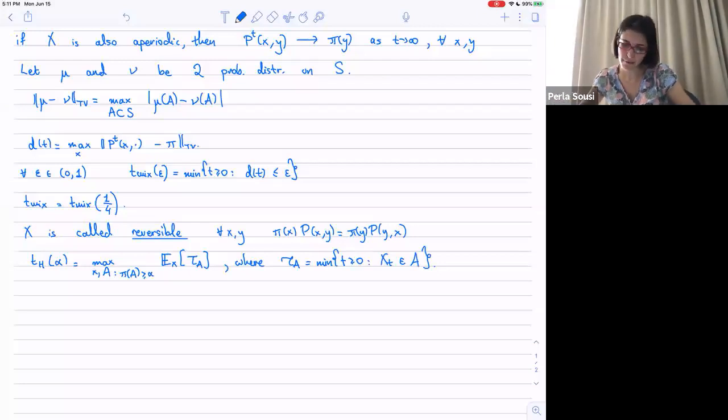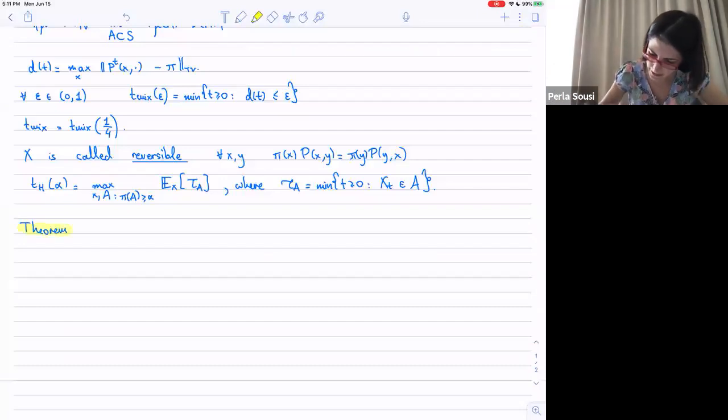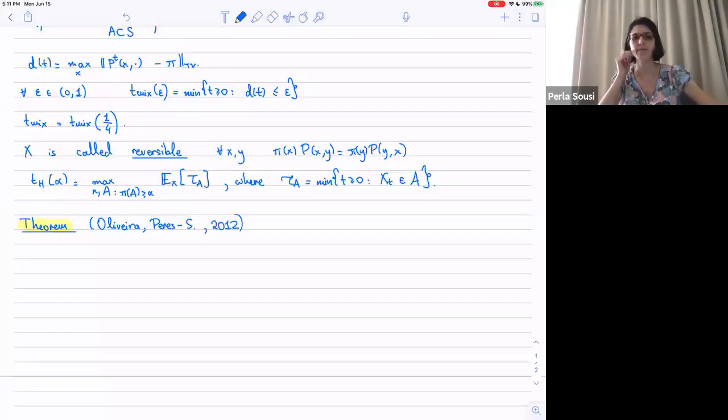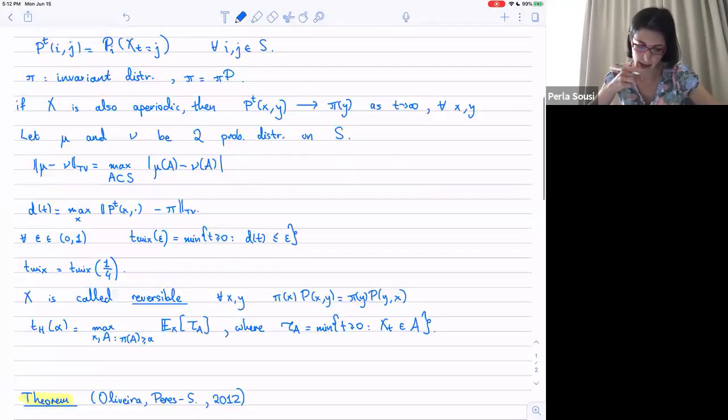Now I can state the first equivalence that I talked about earlier, which is a theorem proved independently by Roberto Oliveira, and Peres and myself, both in 2012. Actually, let me also add one more definition here because I'm going to use it for the theorem. Here I wrote above that if X is also aperiodic, then we have convergence to equilibrium as time goes to infinity starting from any starting state.